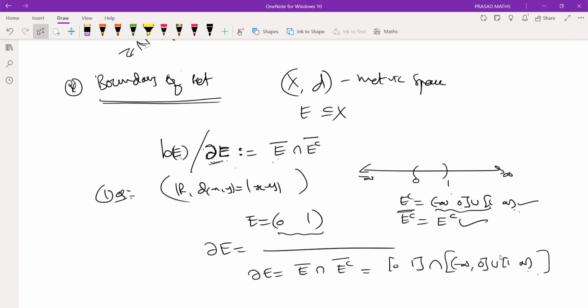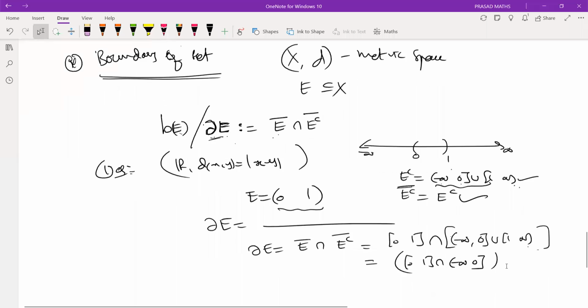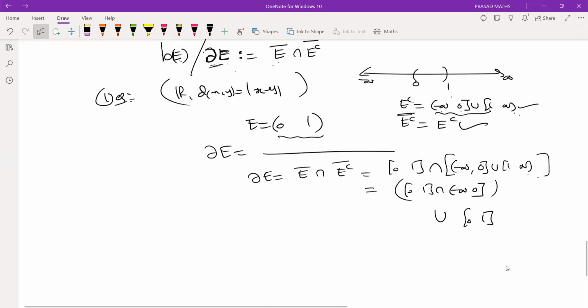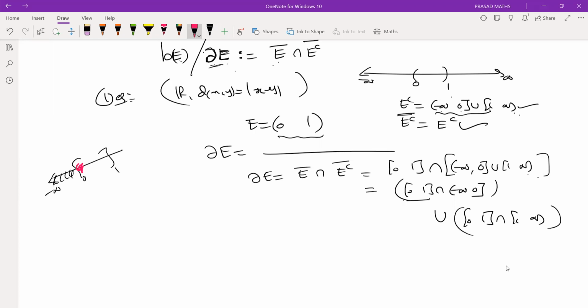Is it clear? Yes, sir. So again, intersection is distributed over union. This intersection is a long procedure, but I'm going to give a shortcut. So again, union: the closed interval 0 to 1, intersection with minus infinity to 0, is only 0. Union, the closed interval 0 to 1 intersection with the closed interval 1 to infinity is 1 only. So what is this? It is {0, 1}. Is it clear?